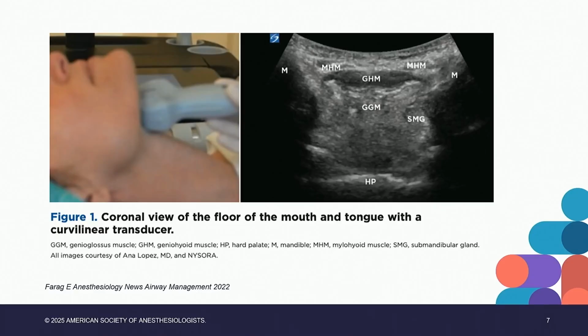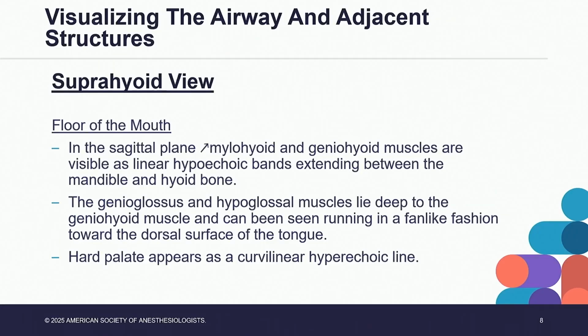That is in the transverse view. Also, you can do it in the sagittal view. In the sagittal view, you can see the mylohyoid and the geniohyoid muscle are visible as linear hypoechoic bands extending between the mandible and the hyoid bone. Genioglossus and the hyoglossus muscles lie deep to the geniohyoid muscle and can be seen running in a fan-like fashion toward the dorsal surface of the tongue. And the hard palate appears as a curvy linear hyperechoic line.